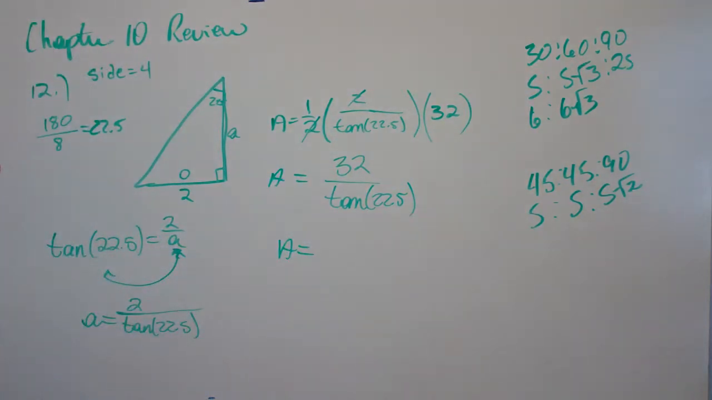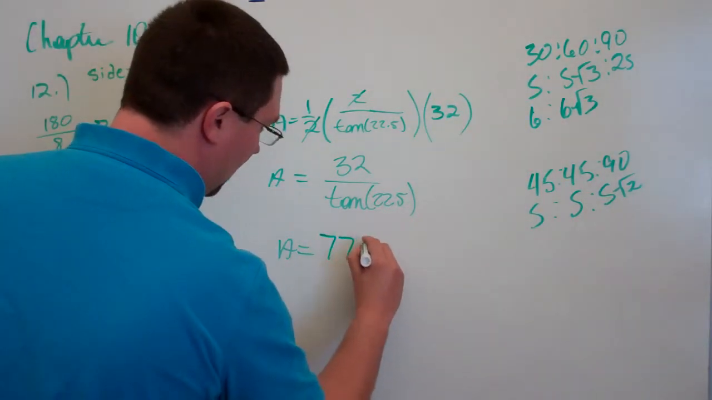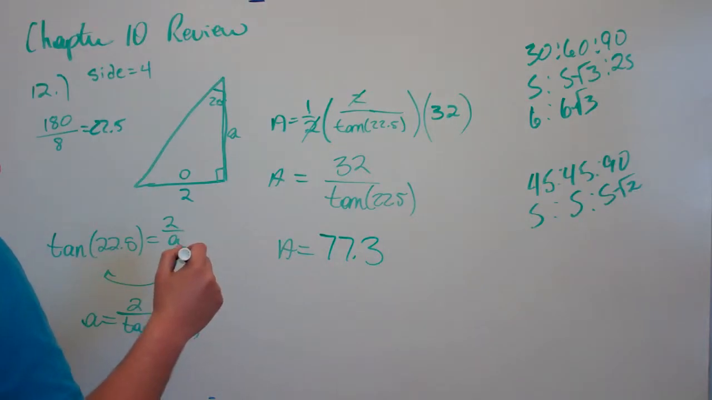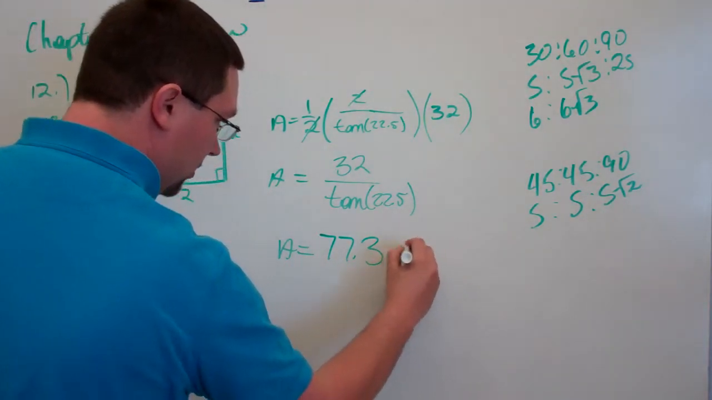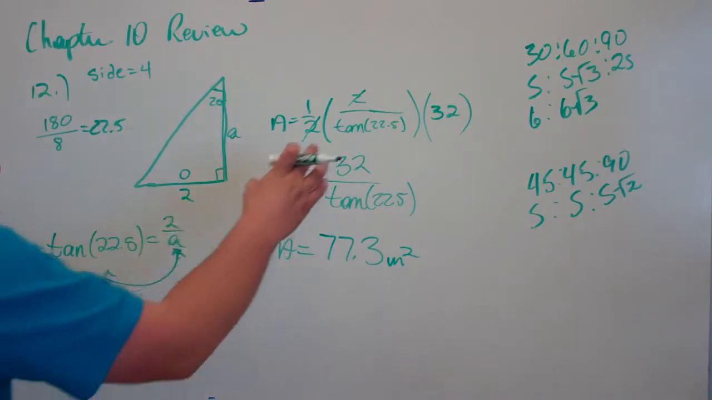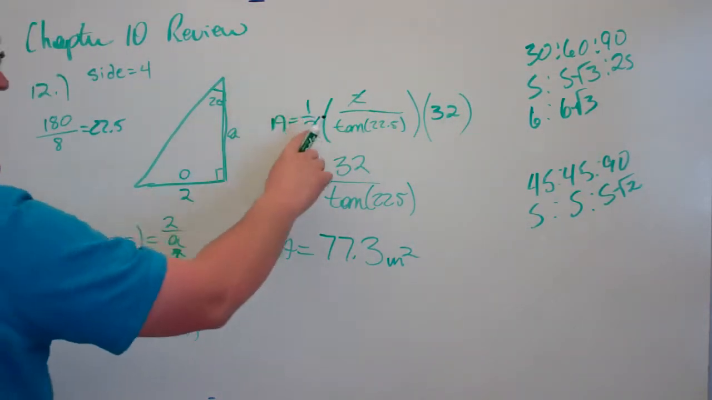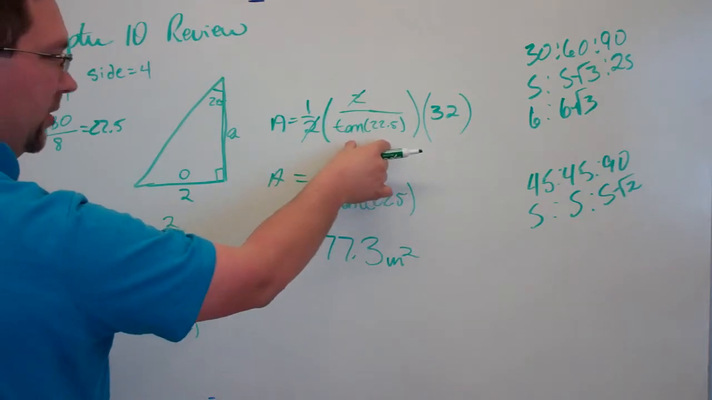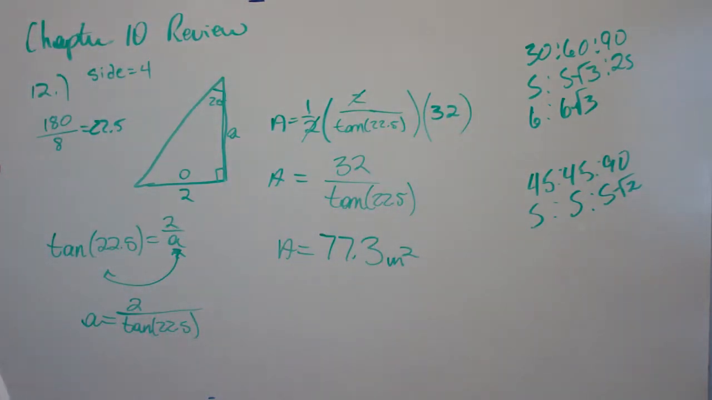So punch that in your calculator, round it to 1 decimal point. 32 divided by the tangent of 22.5. And you should get 77.3. What were my units? Meters squared. Okay? If this confuses you, don't do it. Just type 1/2 times 2 over the tangent of 22.5 times 32 in your calculator, and you should also get 77.3.